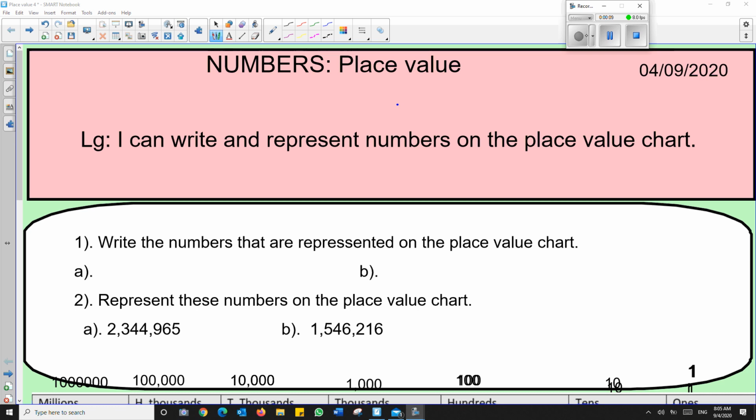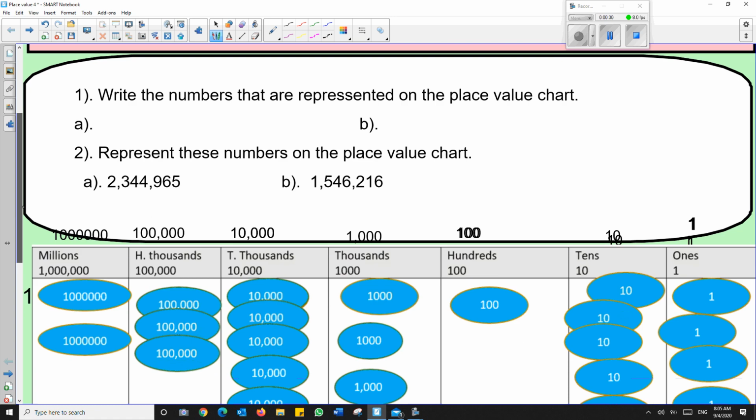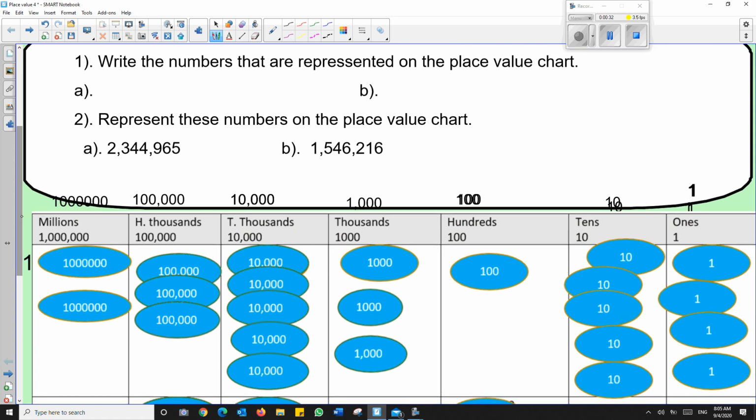Today we are going to learn how to write and represent numbers on the place value chart. Let's look at this question. Question number 1. Write the numbers that are represented on the place value chart. Now, can you write these numbers? How can we write this number that is represented on this place value chart?